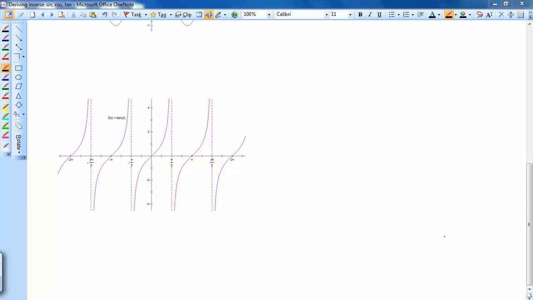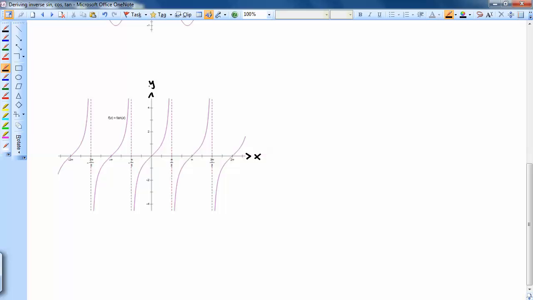Okay, so my goal for this video is to come up with a graph of inverse tangent. And in order to do it, I'm going to use methods that I kind of used in the previous video for inverse sine and inverse cosine. Remember that it's going to be slightly strange the way that I do it here.